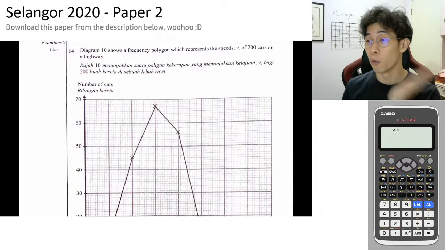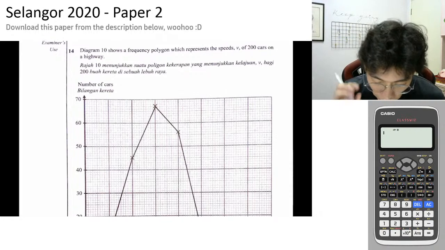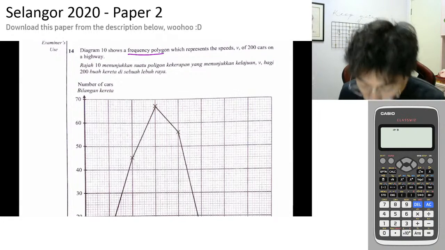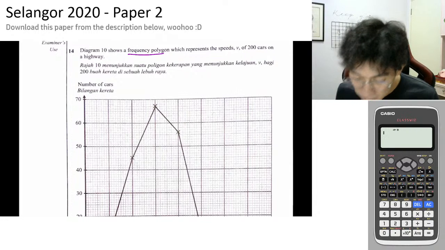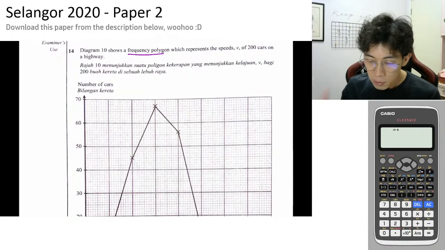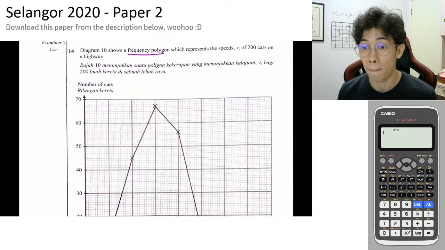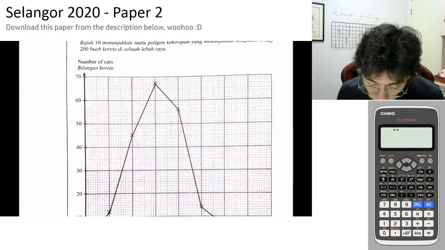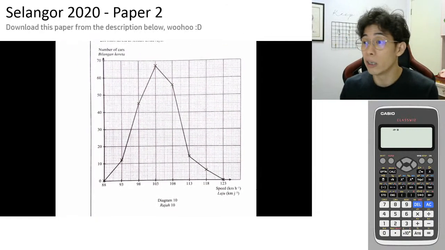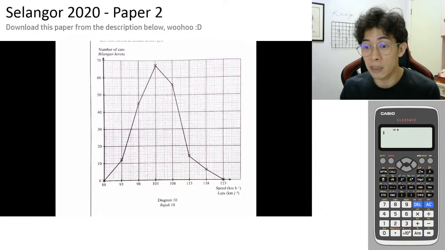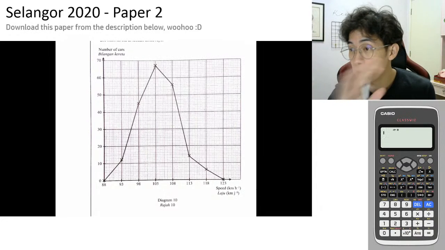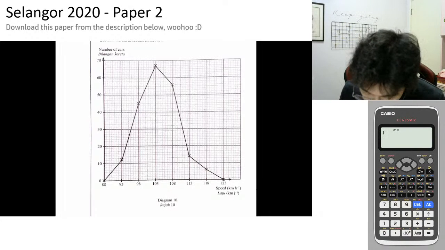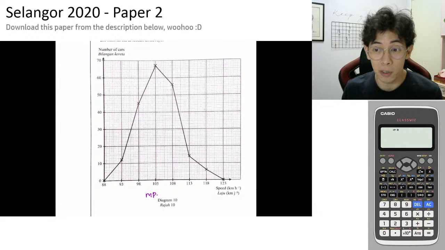Not next week, tomorrow. Okay, diagram 10 shows a frequency polygon which represents the speed v of 200 cars on a highway. You see that they give you the diagram, everything is there already. By the way, this one is midpoint. You have to know a frequency polygon is about midpoints.